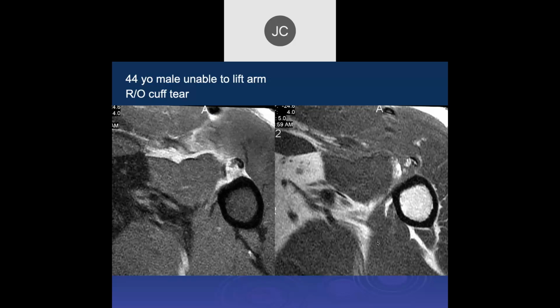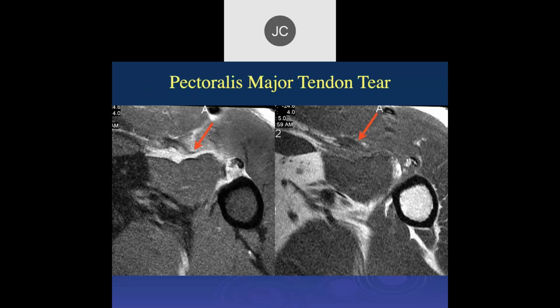Yeah, we see edema around the biceps tendon. I see a tendon tear that's displaced medially. Is that the pec major? That's the pec major too. Okay, so this is pec major.